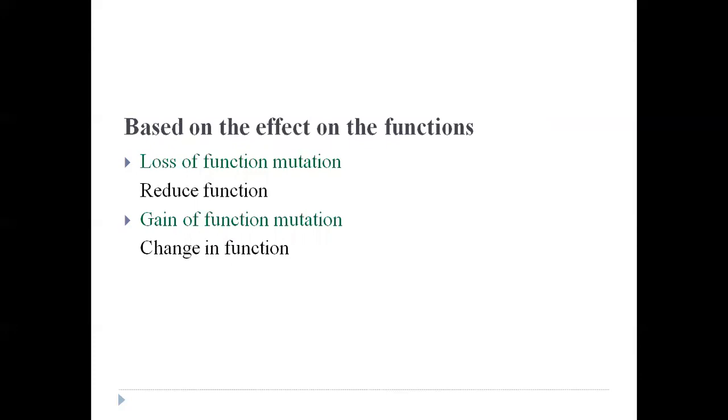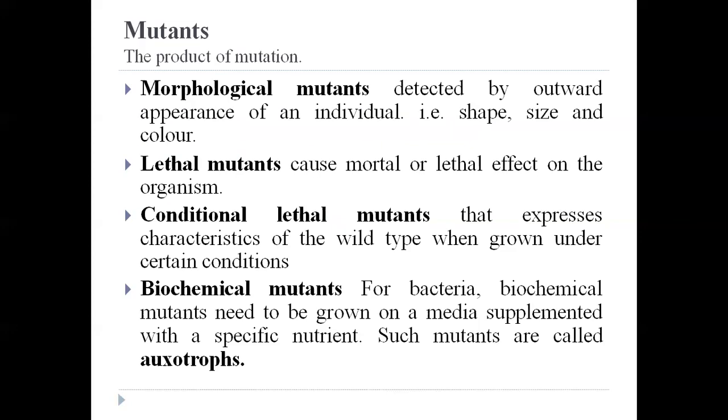It's not so complicated. Gain of function mutation, gain means getting a new function from the mutation. That means a change in function. So the function will be changed, and loss of function mutation means reduced function. This is a very simple thing. Fine. So I have already discussed this in the class.